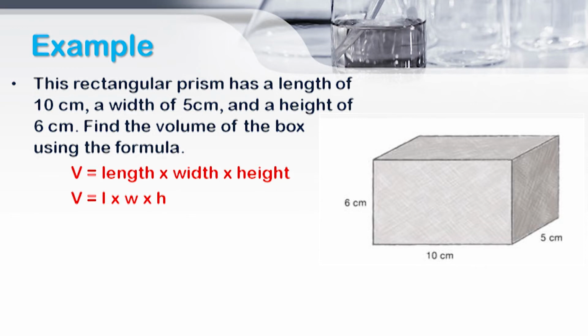Then I replace each term by its value. I replace the length by 10 centimeters, the width by 5 centimeters, and the height by 6 centimeters. At the end, I'll multiply these numbers by each other, and I'll get 300. Concerning the unit, it's a cubic centimeter because I've multiplied the centimeter by itself 3 times.